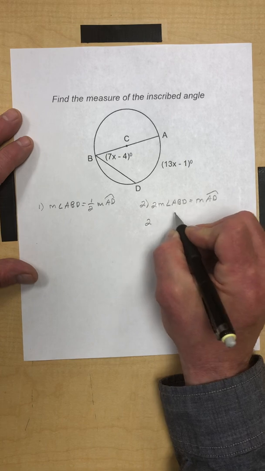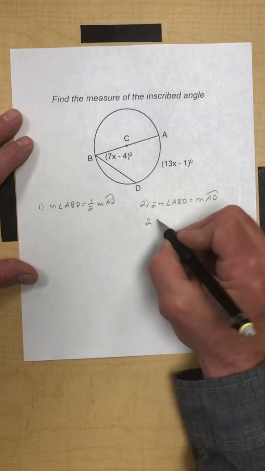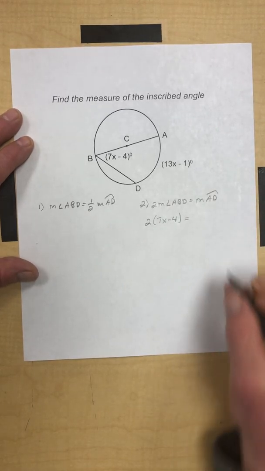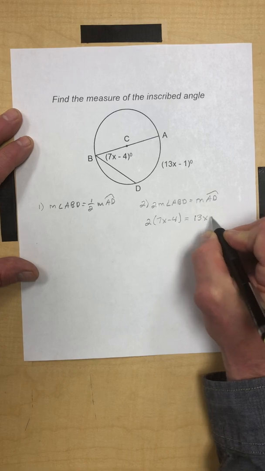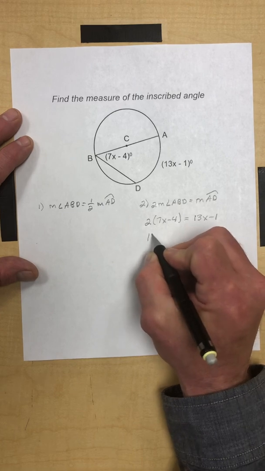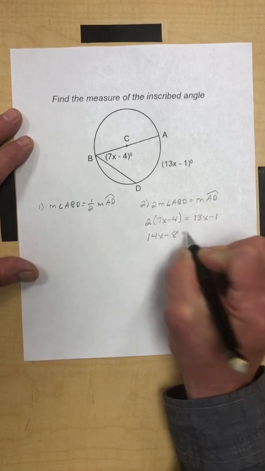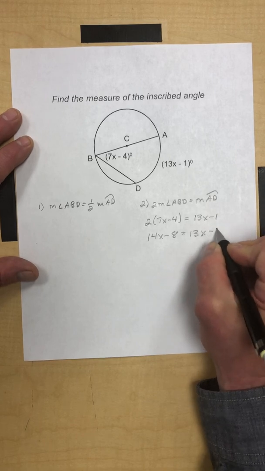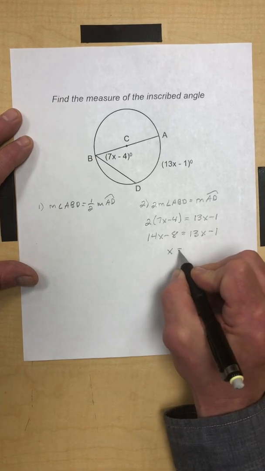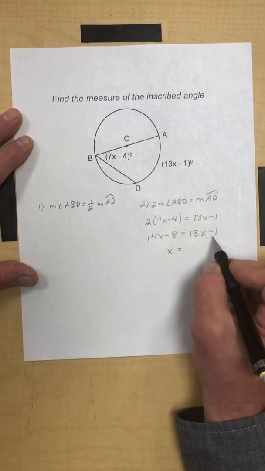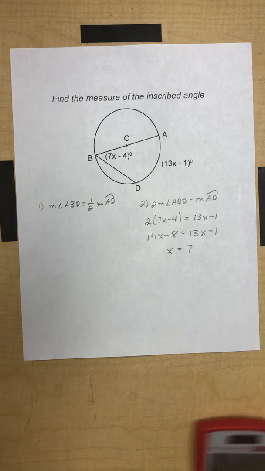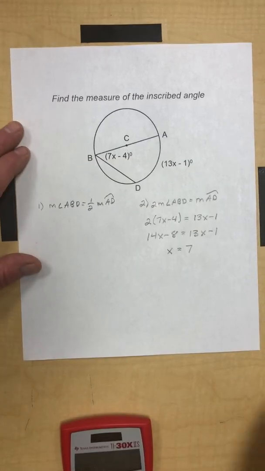So we have 2 times the measure of angle ABD, so that'd be 2 times 7x minus 4 is equal to the measure of arc AD, which is 13x minus 1. So easy equation to work with. Distribute the 2. So we have 14x minus 8 equals 13x minus 1. Subtract 13x from both sides, so that'll give me a 1x, or just x, and then add 8 to both sides, so -1 plus the 8 is 7. So if we did this correctly, it looks like x is equal to 7, so we can go back and check and make sure this all works out.